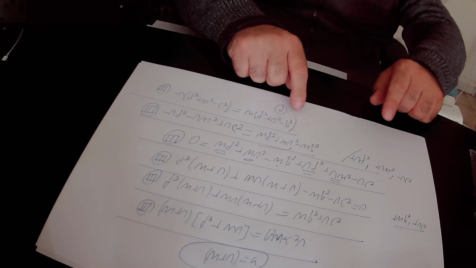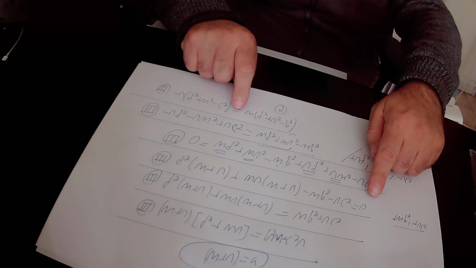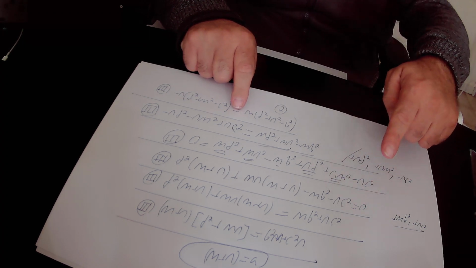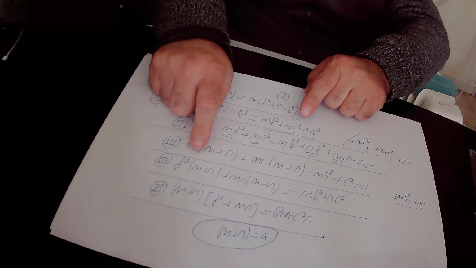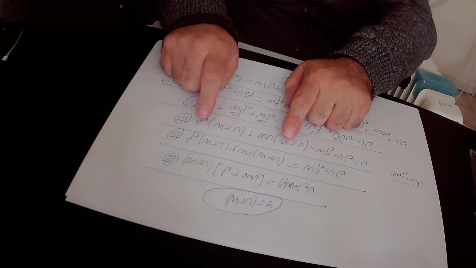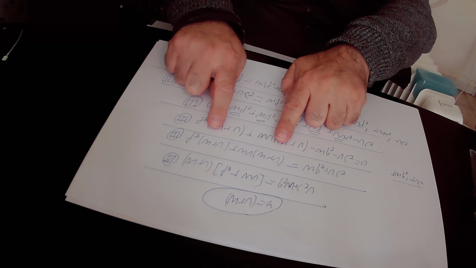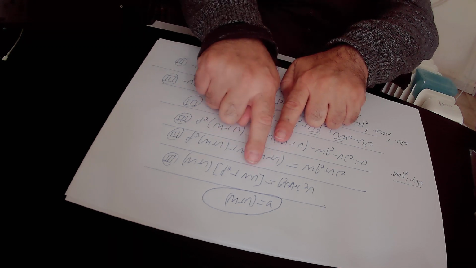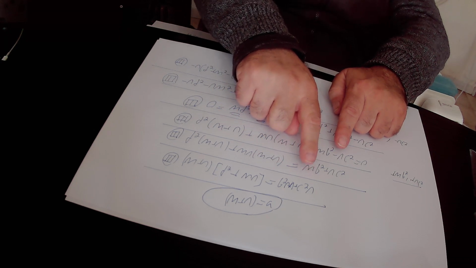In the next step we added mb squared plus nc squared to equation number 3. So on one side we have mb squared plus nc squared, and on the other side we have d squared plus mn times m plus n. Then we took m plus n as a common factor out of these two expressions. So inside the brackets we are left with d squared plus mn.